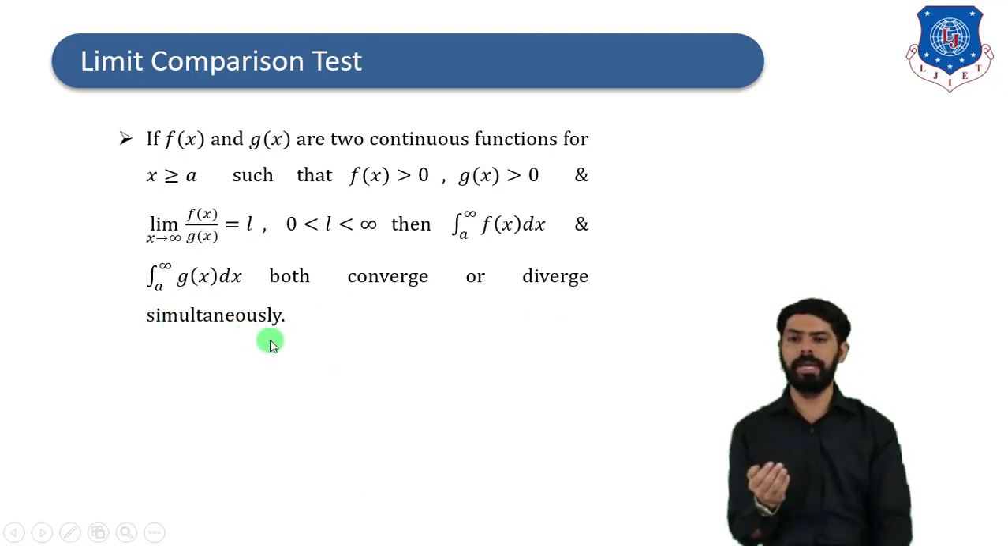Therefore, if the limit as x tends to infinity of f(x) divided by g(x) is equal to l, where 0 < l < infinity, and if the integral from a to infinity of g(x) dx is convergent, then the integral of f(x) dx will be convergent, and if the integral of g(x) dx is divergent, then the integral of f(x) dx will be divergent. So both converge or diverge simultaneously.